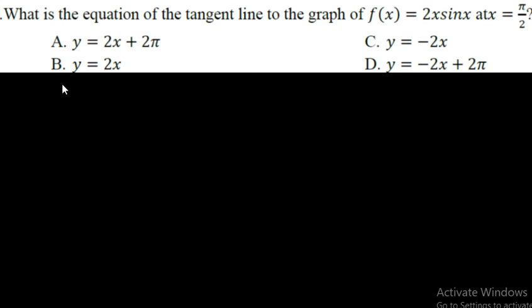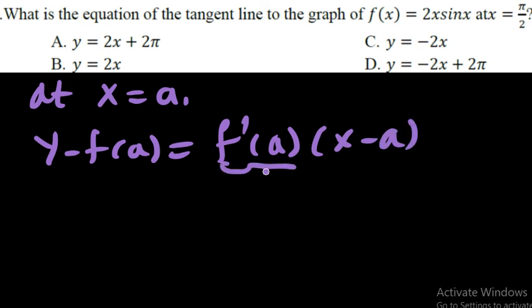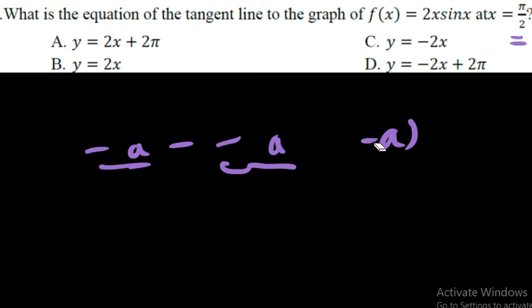The next question says, what is the equation of the tangent line to the graph f of x is equal to 2x sine x at x is equal to pi over 2? The tangent line equation at x is equal to a will be found by the formula y minus f of a is equal to f derivative at a times x minus a. This is the formula. F derivative at a means the slope. So we need to differentiate this function and insert pi over 2 in place of x, because this is the a value. The a value is given to you, and the function we do have, but we don't have f of a. We have to get that result also to apply this formula.